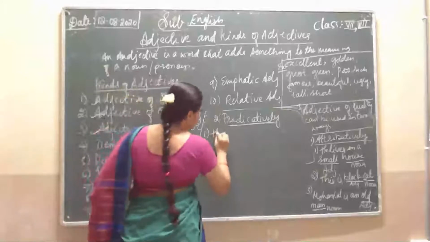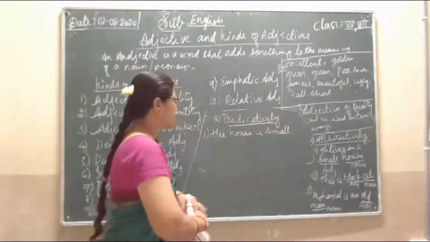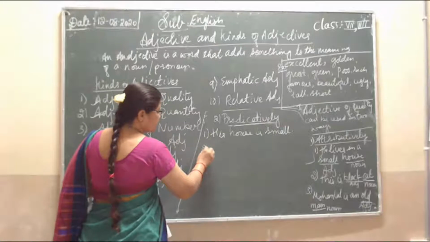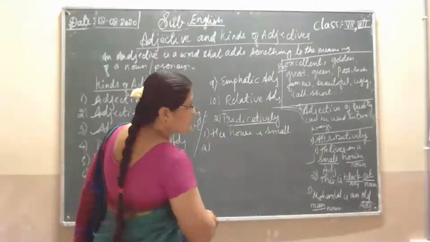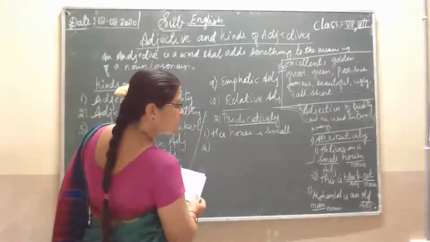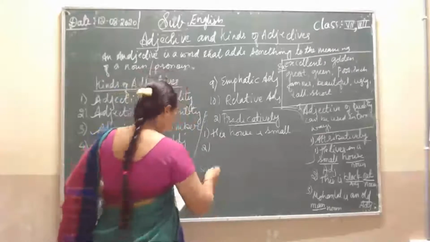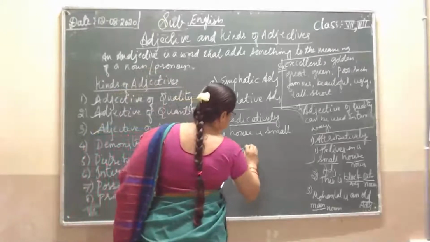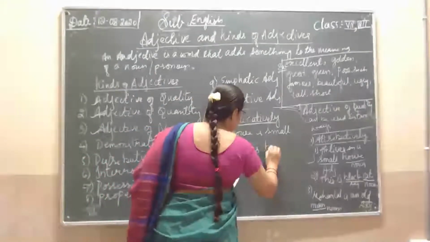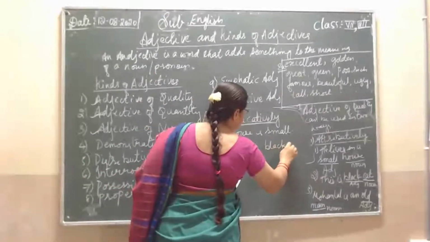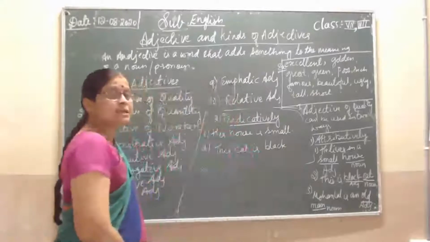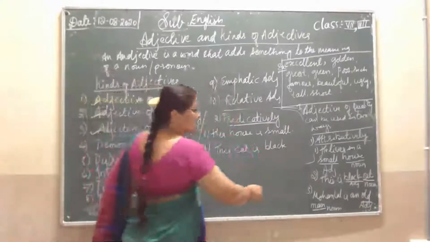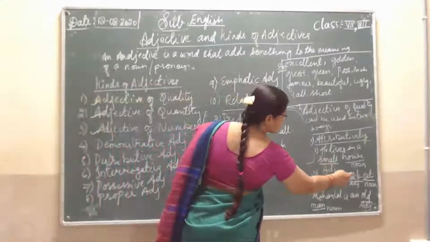His house is of the quality. The next sentence is: This is a black cat. This cat is black. Already we know that this is a black cat.